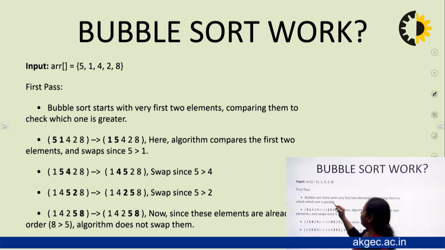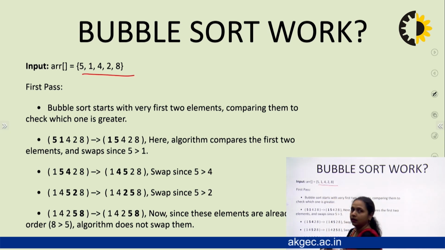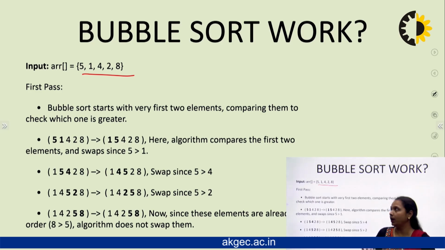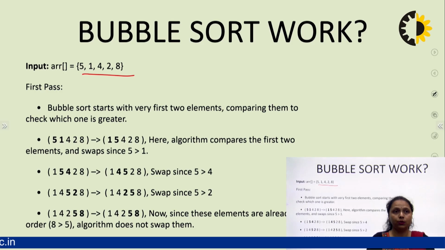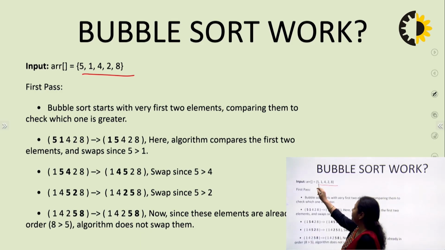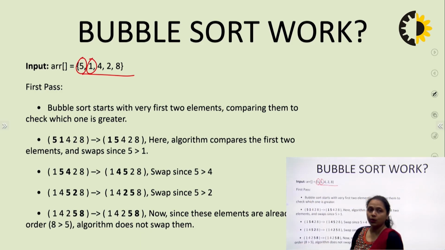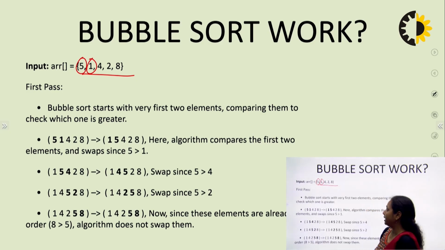So for example, if I have an array 5, 1, 4, 2, 8. As we can see, the data is in random order. Now in this, how will the first pass work? It will compare the first two elements of the list. The first two elements of the list are 5 and 1. So it will compare these two elements, and here we can see the order is wrong, that is 5 is greater than 1. So in this particular case we will swap these two elements. The rest of the elements of the list will remain the same at this point.